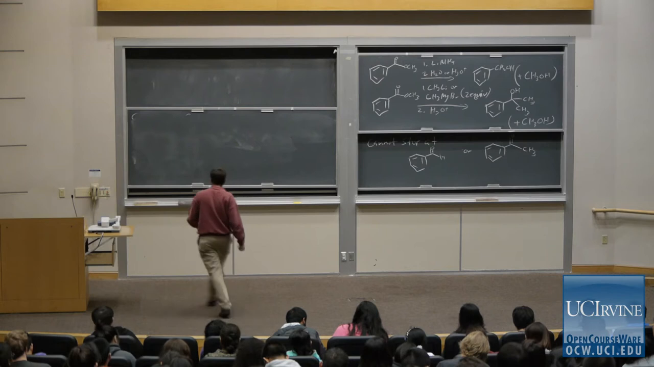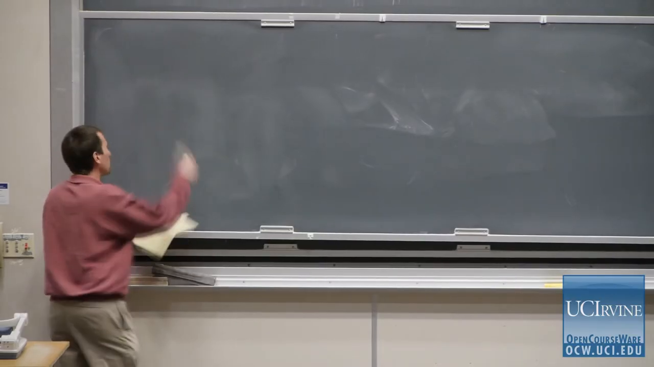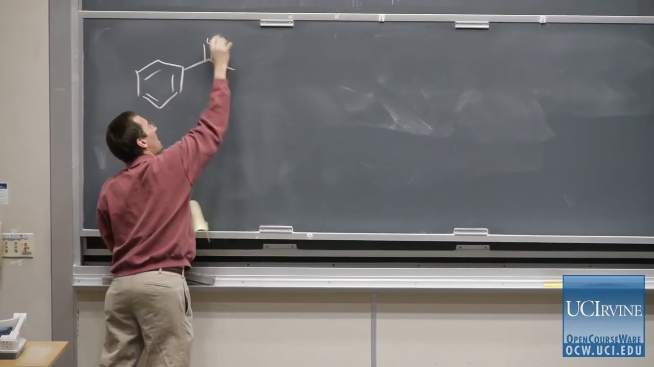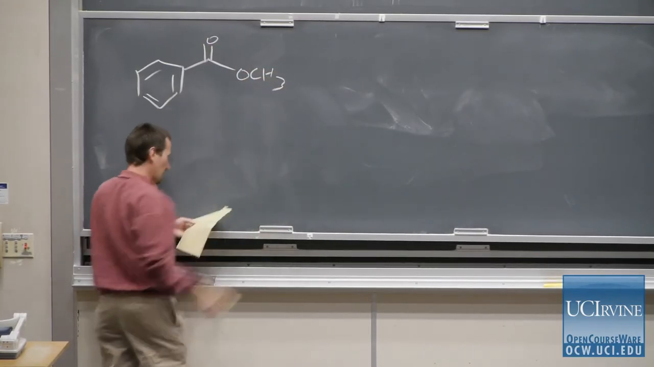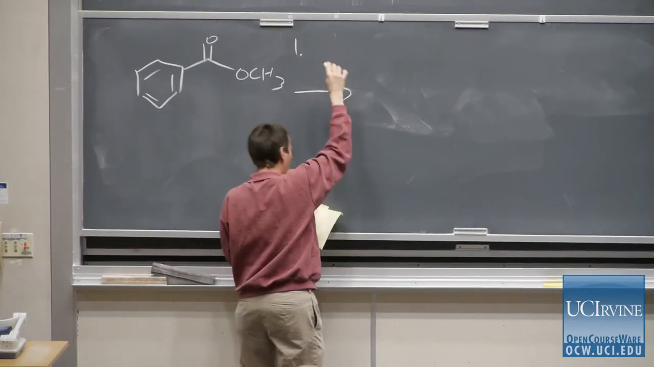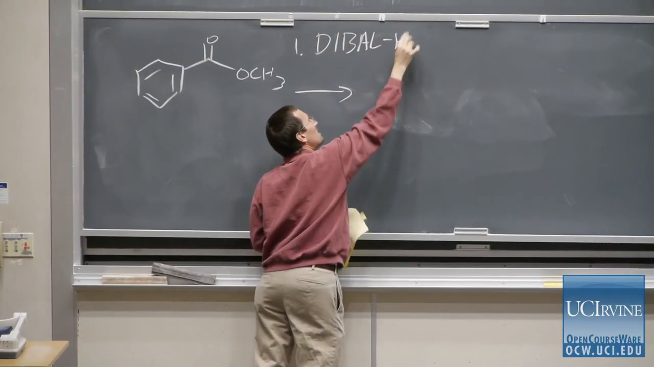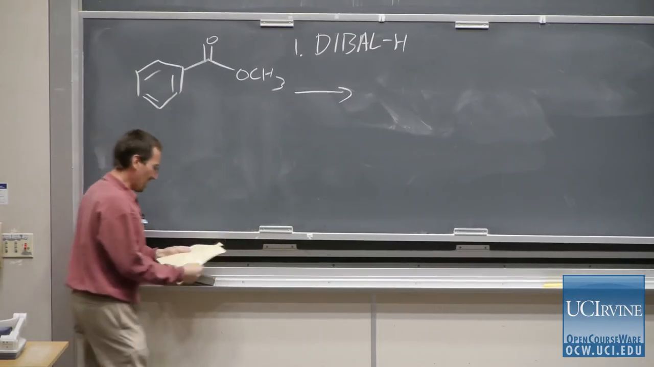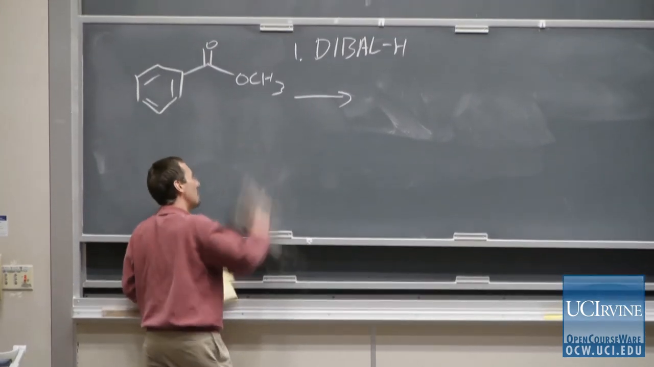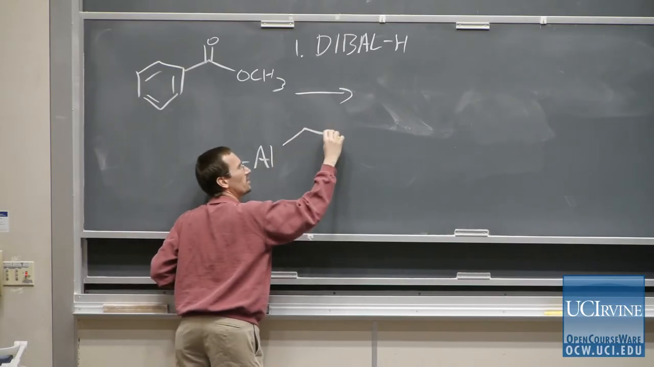All right, so on to selectivity and control. So your textbook presents one reagent to do this reaction selectively. That reagent is DIBAL, diisobutyl aluminum hydride. So first let me write this as a synthetic reaction. And so if you take the reagent DIBAL, this reagent has three different names that people call it, depending on the source you go to. The reagent is diisobutyl aluminum hydride.